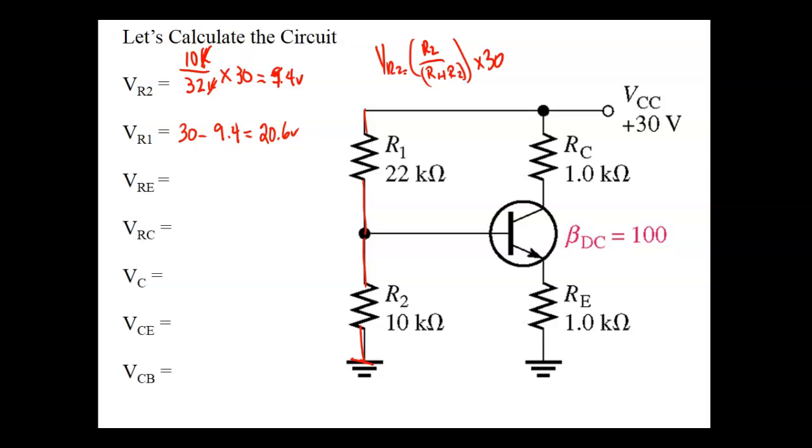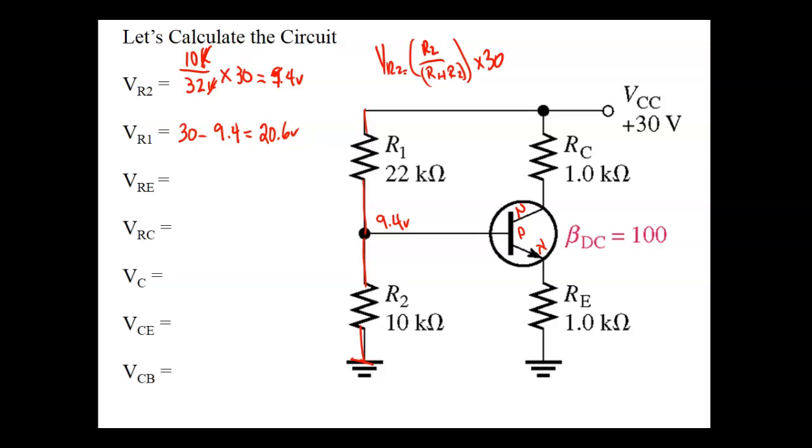What was VRE equal to? So I'm putting 9.4 volts right there. So what would VRE be equal to? Is it forward bias? So I've got the emitter connected toward common. I've got a plus 9.4 volts on the base. This is an NPN, so is it forward bias? Yes or no?